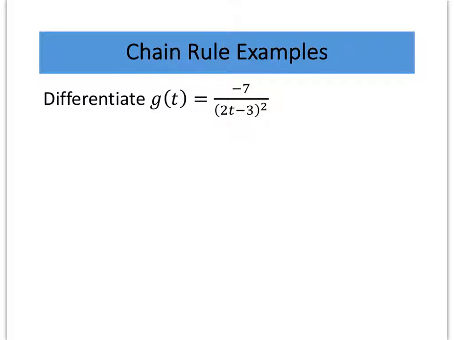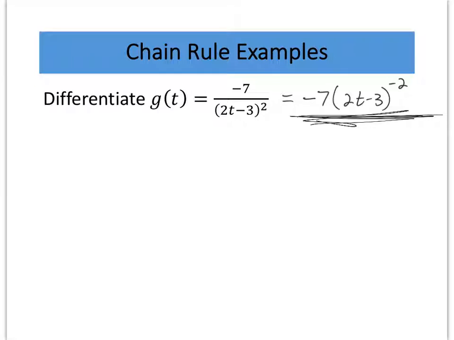Before I even begin, I want to spend some time just recognizing that this is an easier problem than it looks like. I don't actually need the quotient rule because I can rewrite this as negative 7 times (2t minus 3) to the power of negative 2 using my negative exponent rules. But then here's why the chain rule needs to happen: I can't just take the derivative of this. This stuff is going to be my u. So let's do it in a slightly different manner.